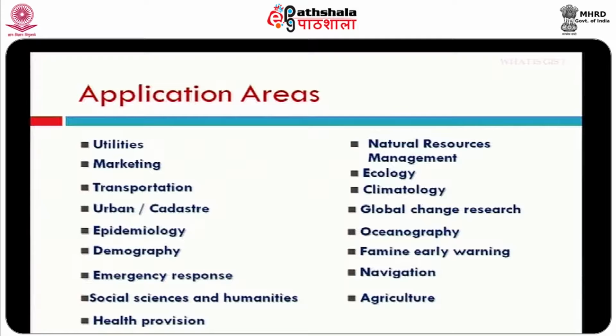Various application areas are there. You can see so many. In fact, as far as present data is concerned, we talk about utility mapping, and this infrastructure utilities mapping is a very important one. People were asking me many times, how do you use GIS in marketing? It is possible. Transportation, urban and cadastral mapping, one of the very good applications in GIS. Of course, this requires high end satellite data and high quality data which is surveyed on the land. Epidemiology, demography, very useful in geographical studies.